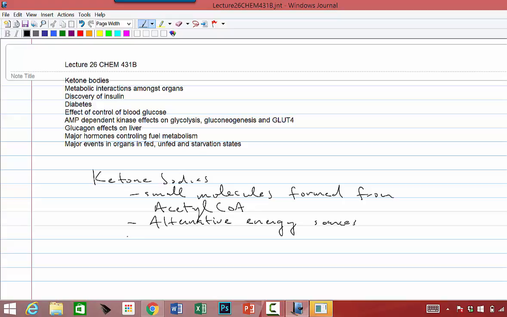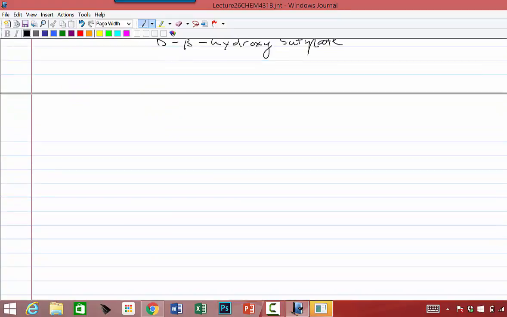What are they exactly? They are acetone, which is actually a minor component, so I'll just write down minor. They are also acetoacetate, and the third one is D-beta-hydroxybutyrate. Okay. These are going to be synthesized in the liver.